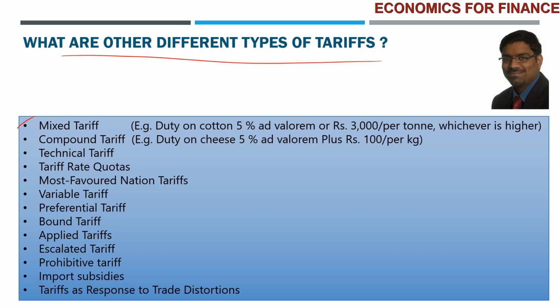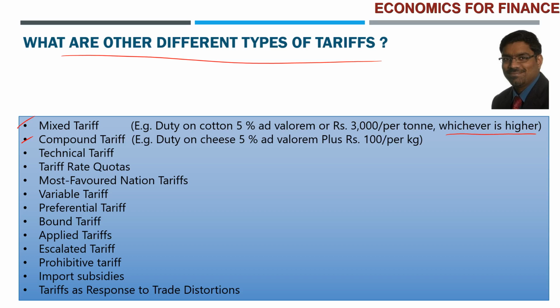For example, duty on cotton. These are examples, not real. Don't think these are the real customs duty rates as per Customs Act. No, they are not. These are only examples. Let us say duty on cotton is 5% ad valorem or 3000 rupees per ton, whichever is higher. So one of them will be applicable according to whatever the case may be. That type of tariff is called mixed tariff.